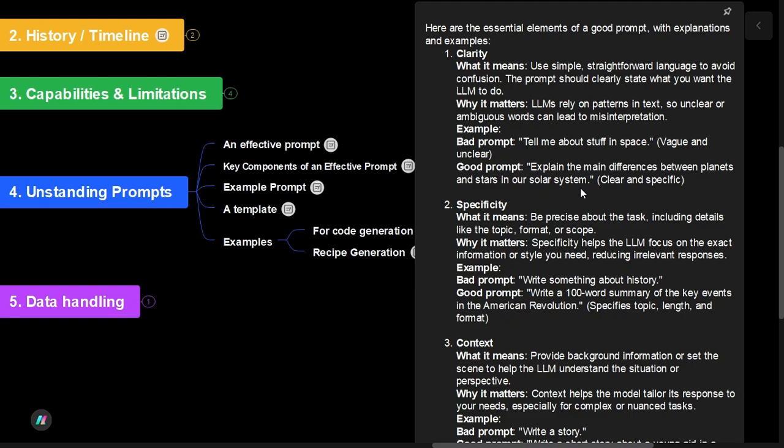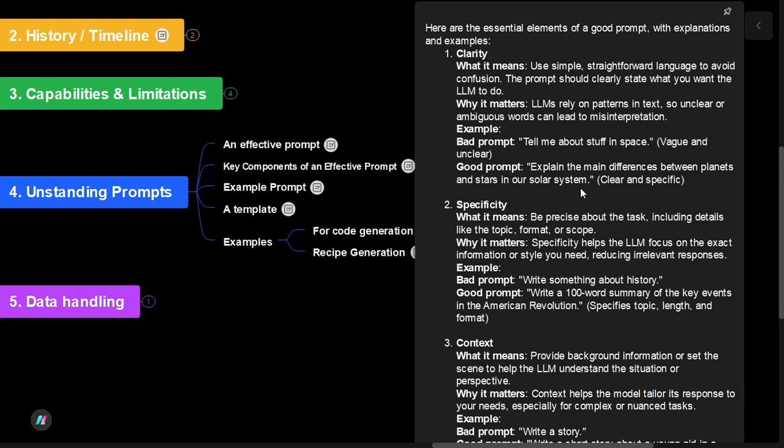Then an LLM response, as compared to the previous prompt, "tell me about stuff in space," and this current prompt, you can see the difference. That's exactly where the clarity part of a prompt becomes very important.